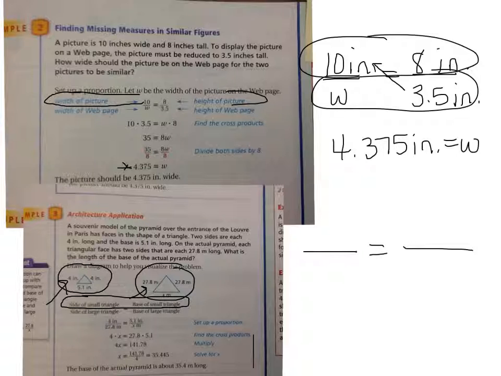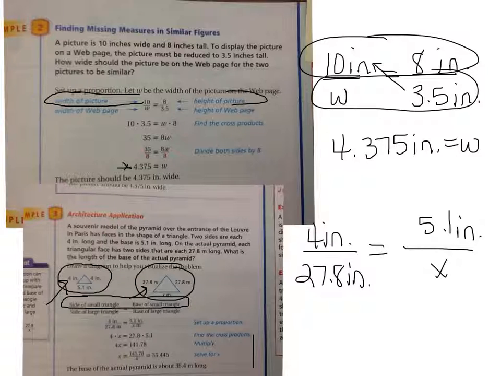What is the side length of a small triangle? The small triangle. People, what is the side length of the small triangle? 4 inches. What is the length of the base of the small triangle? 5.1 inches. It needs to go across the top. Across the bottom is your larger triangle. What is the side length of your large triangle? 27.8. And we're solving for the base.